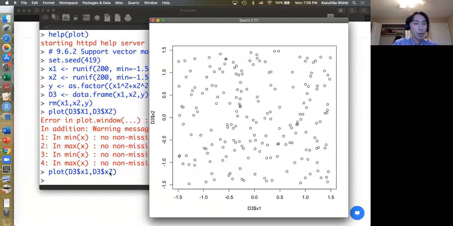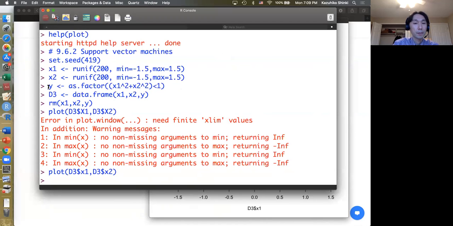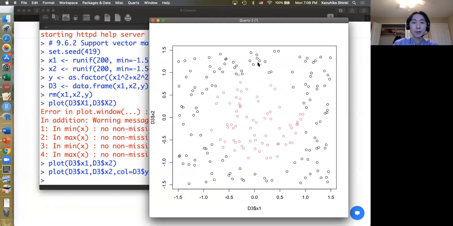So we have these points, but we want to distinguish them by color. So the color is y, maybe these three y. So we have this group and this group. If we have the circle, it's clear, but now we only have 200 observations, so it's not entirely clear what the boundary is.